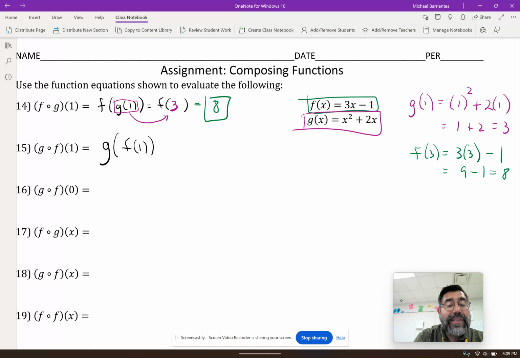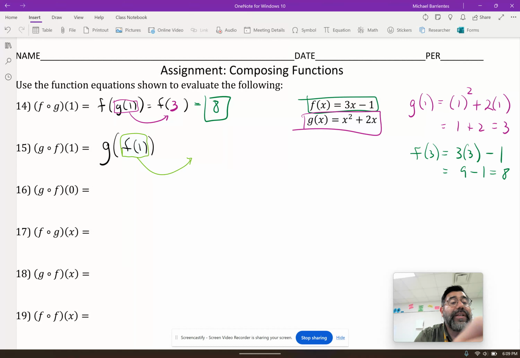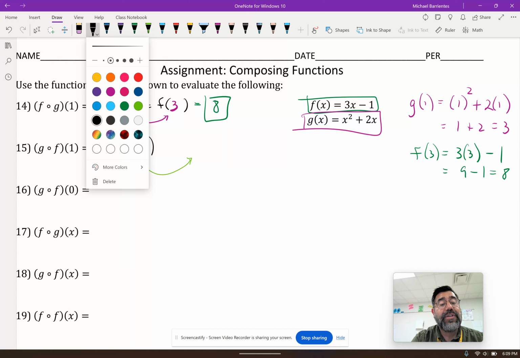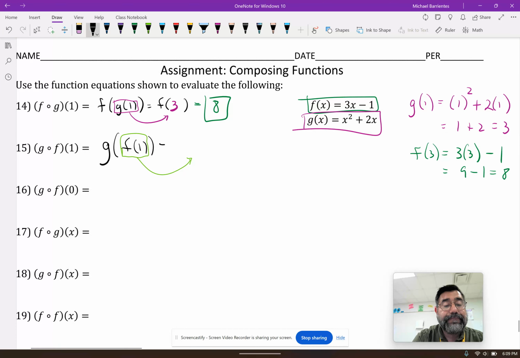So in this case, f is on the inside. I need to do that first so that I can get an answer to plug into my g. So g is the outside function, and it's waiting for me to finish evaluating f of 1 in order for me to then take that input and plug it into the g. Okay, so now let's do f of 1. So I'm doing this side work over here.